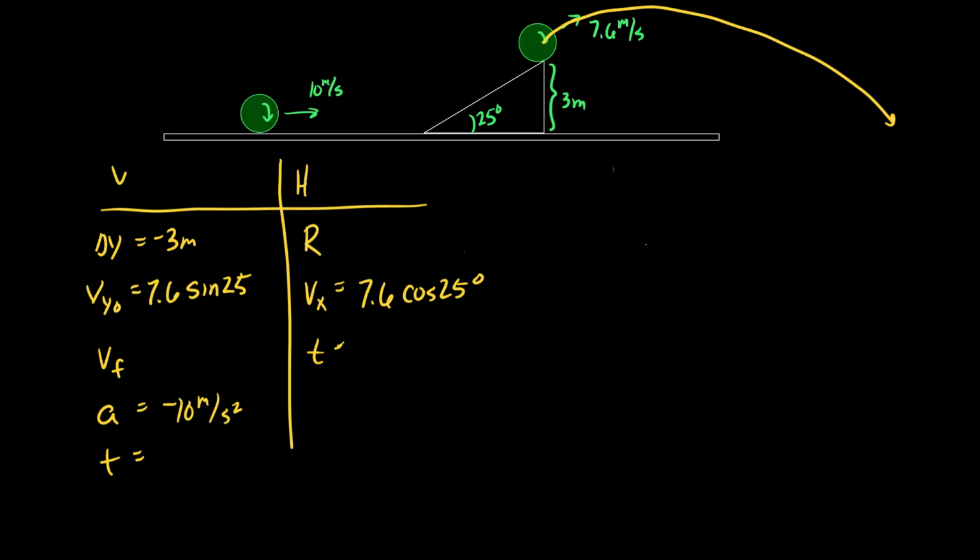Okay, so 1.15 seconds, that's going to be in both places. So my horizontal range will be 7.6 cosine 25 times 1.15. That's where it lands. That's what this problem is looking for.